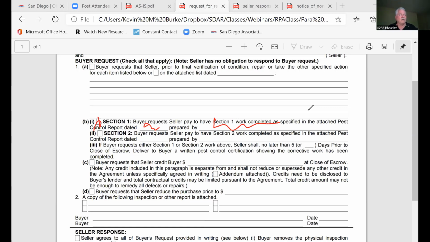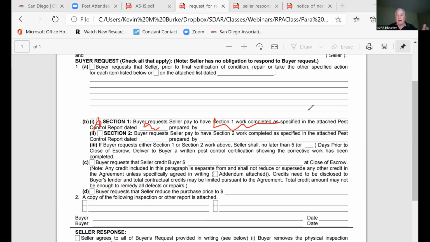And I see that poorly written. I see people write, "Seller to pay for pest inspection report," but it doesn't address who's going to do the work. That's why you've got to handle it in a request for repair, when the seller can look at it and say, "Oh, it's $1,625. Okay, I'll do it."